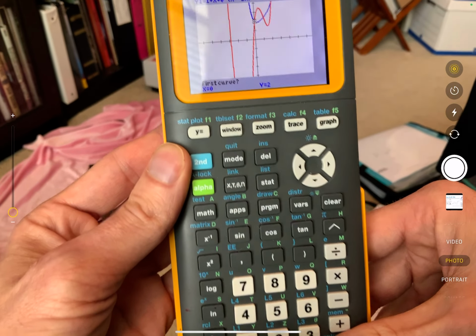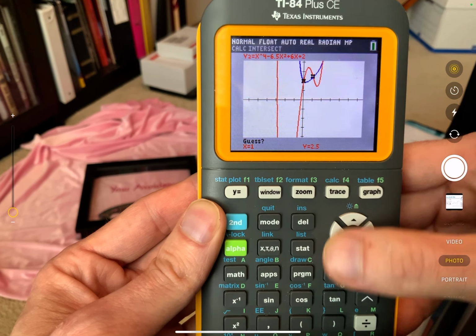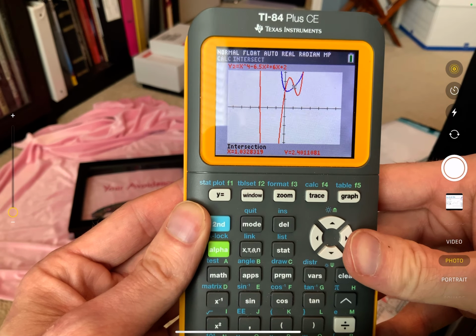And we need to choose our first and our second curve. That's the blue one, it's the red one. We do need to guess, so I'll just move my cursor pretty close to it. Hit enter, or I could have just typed in 1.